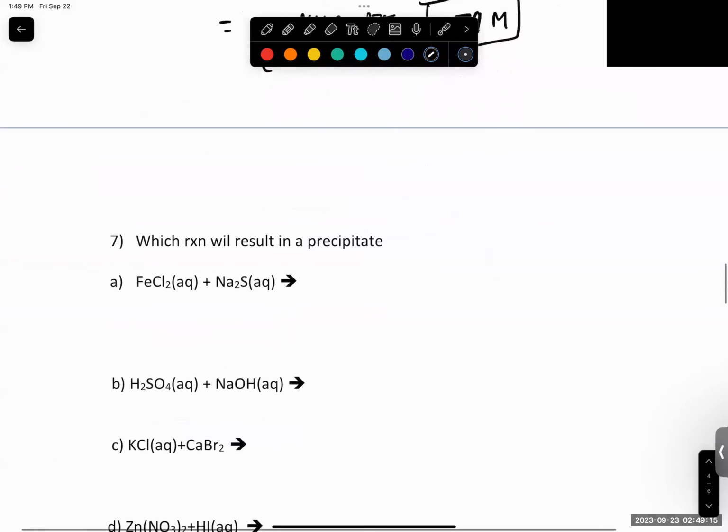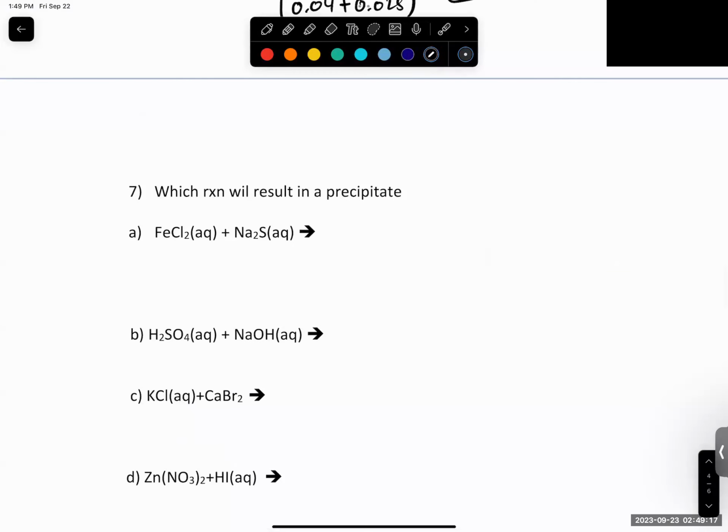Let's do some solubility rules. So that's probably gonna be one of the most important things on your exam. Which reaction will result in a precipitate? Option A, option B, option C, or option D, or multiple? It may be all of them, it may be none of them. That's not multiple choice. That's no reaction.